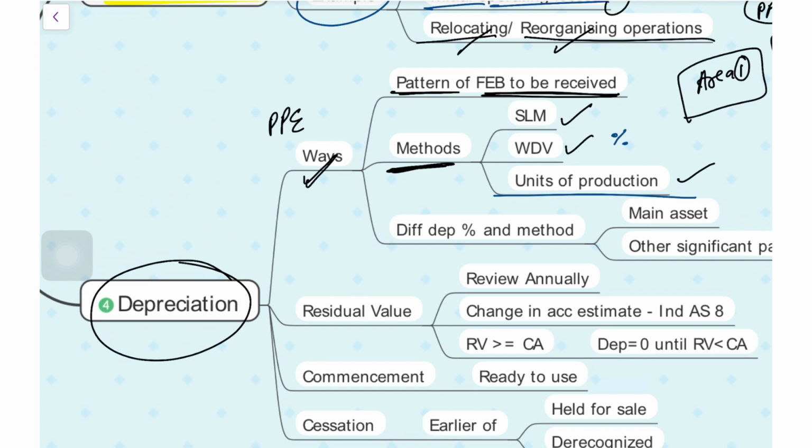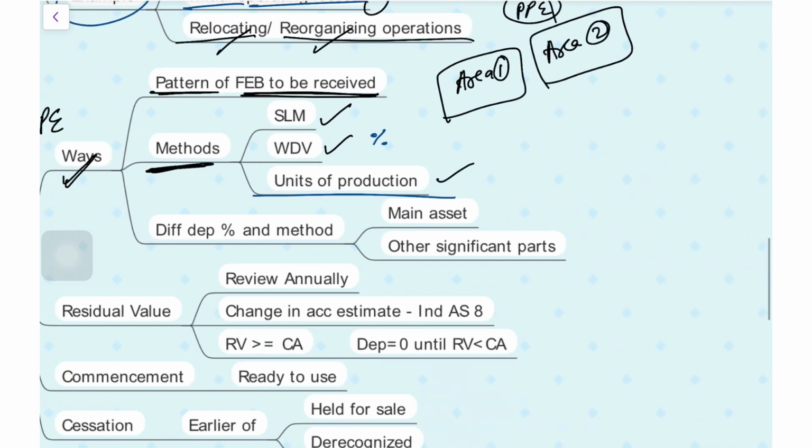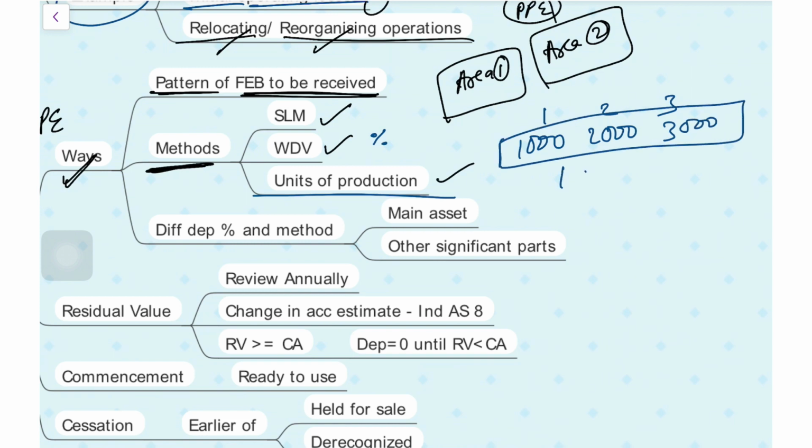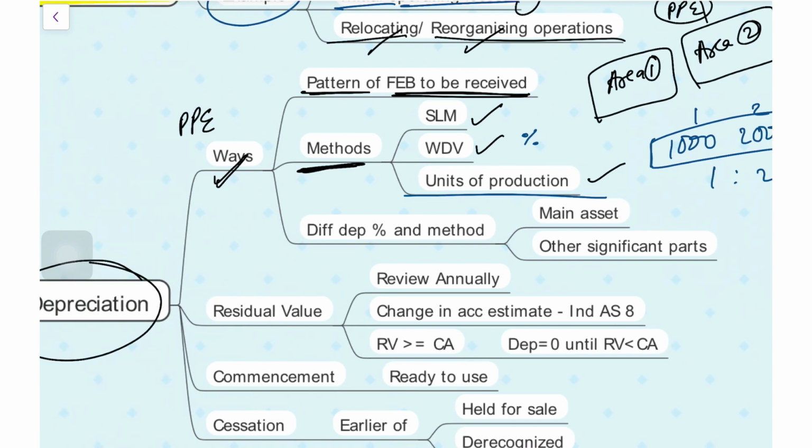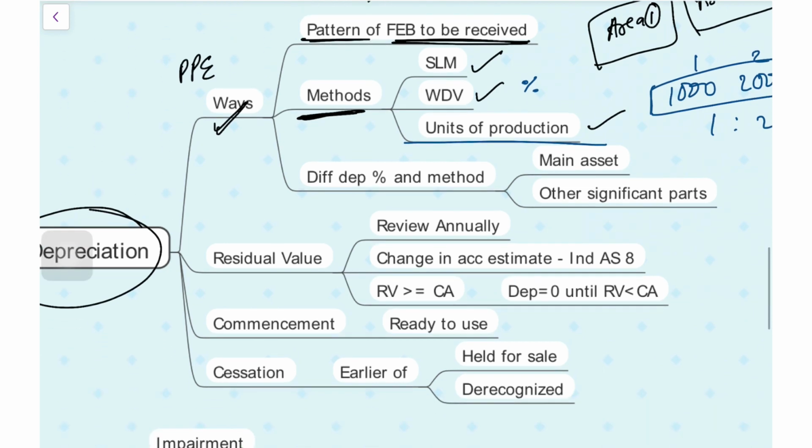And what about the units of production method? Here, depending on the units that you are going to produce, suppose the useful life of the asset is 3 years. In the first year, you are going to produce 1000 units, in the second year 2000 units, and in the third year 3000 units. So in this ratio, you will depreciate your asset in the ratio of 1:2:3. Okay. So first, the depreciation total value, you will split it in this ratio. I hope you would have understood all these three methods.